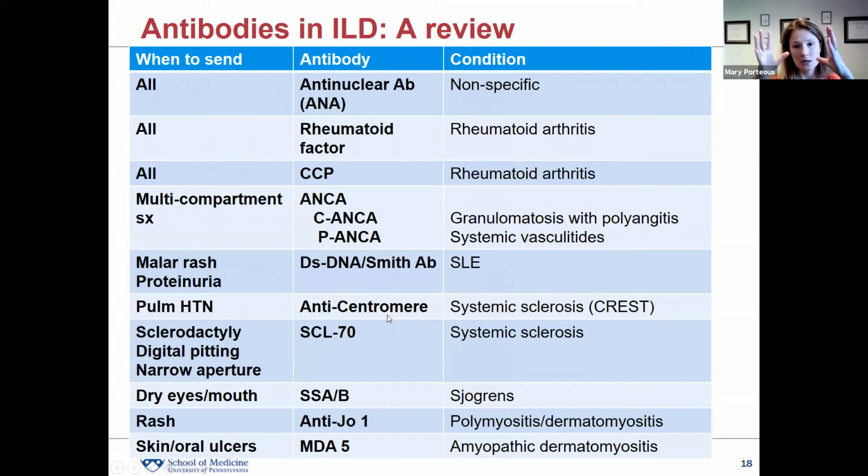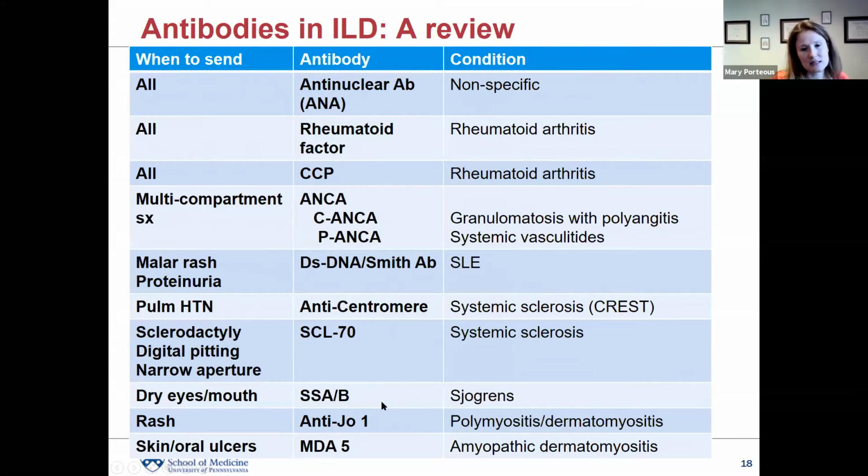If you see skin thickening and retraction of the hands, some digital pitting, or a narrow aperture mouth, maybe you want to send an Scl-70 to look for scleroderma at the same time. If they have dry eyes, dry mouth, SSA-B, or any of the rashes that I told you about, think of polymyositis or dermatomyositis, and you can start with an anti-Jo1.